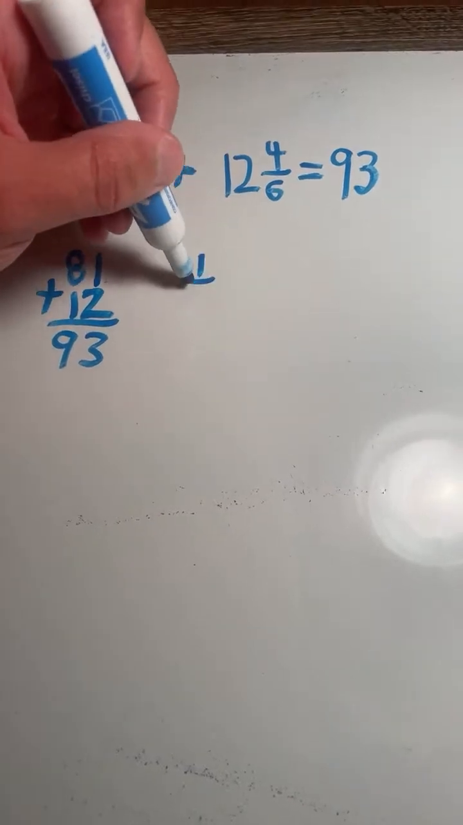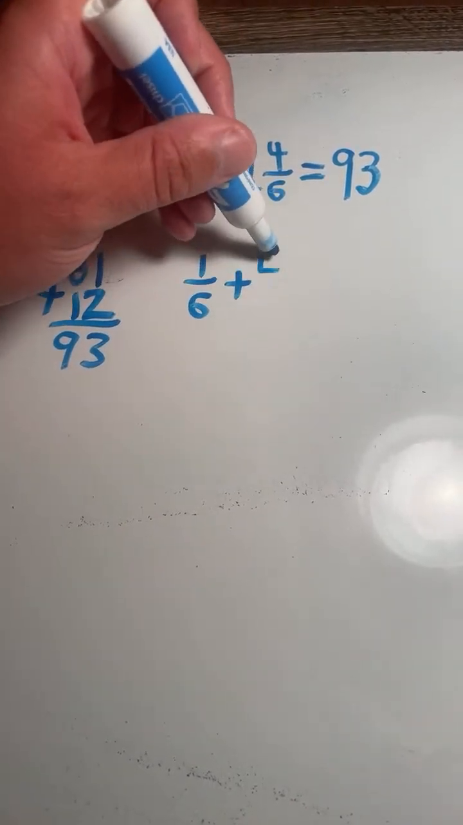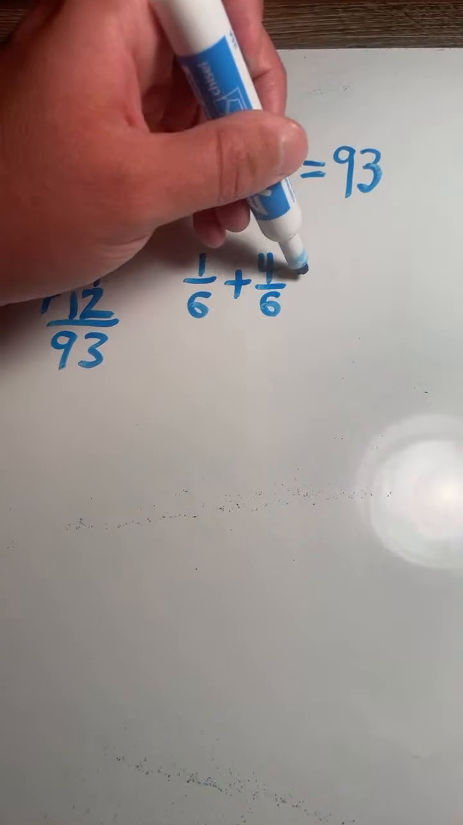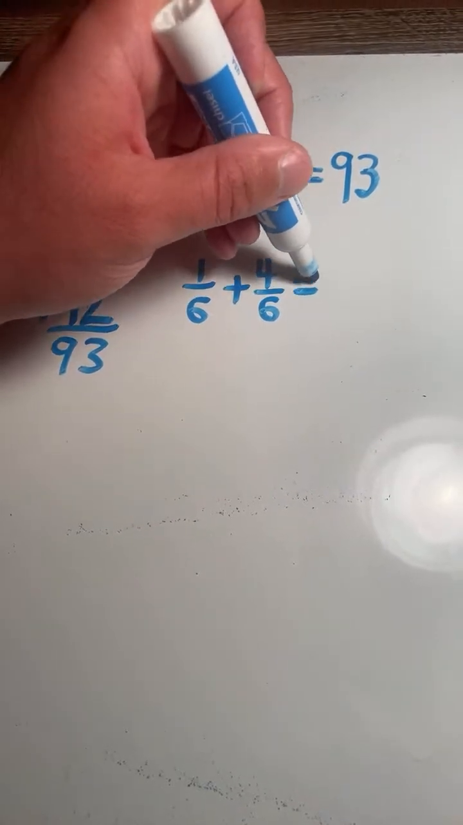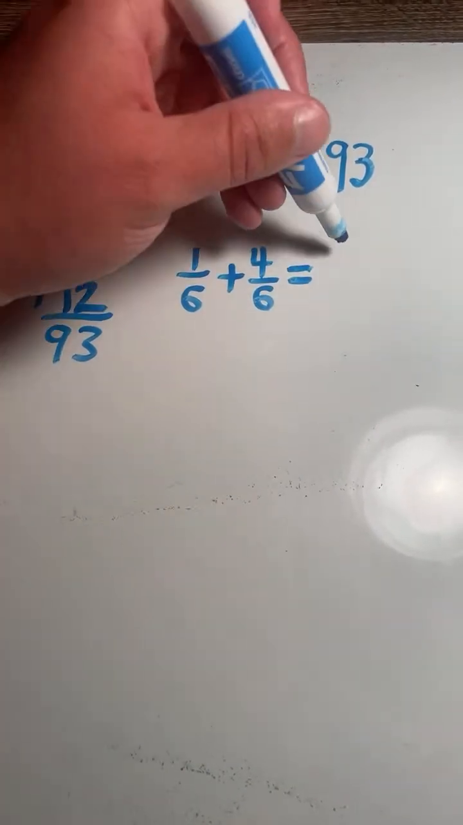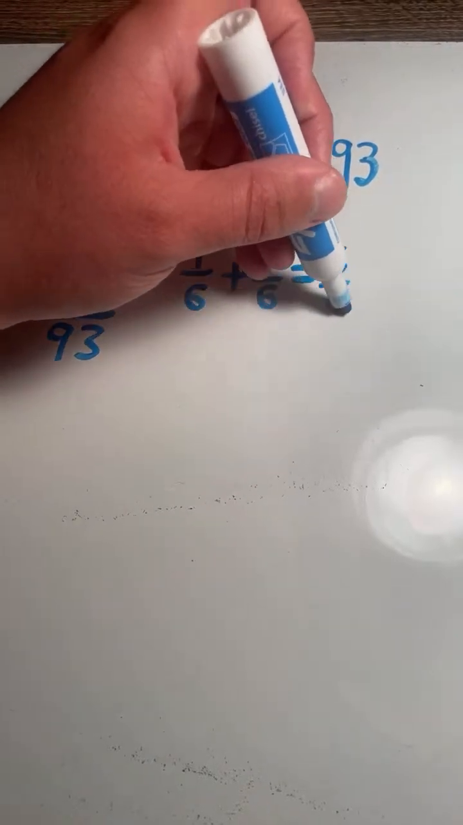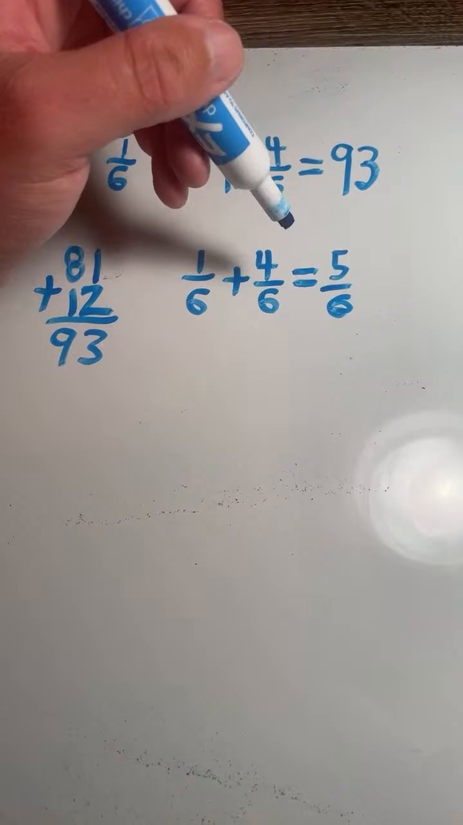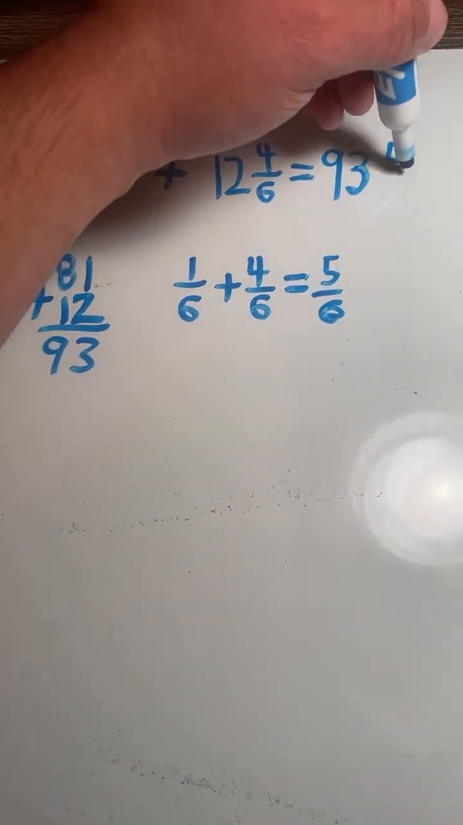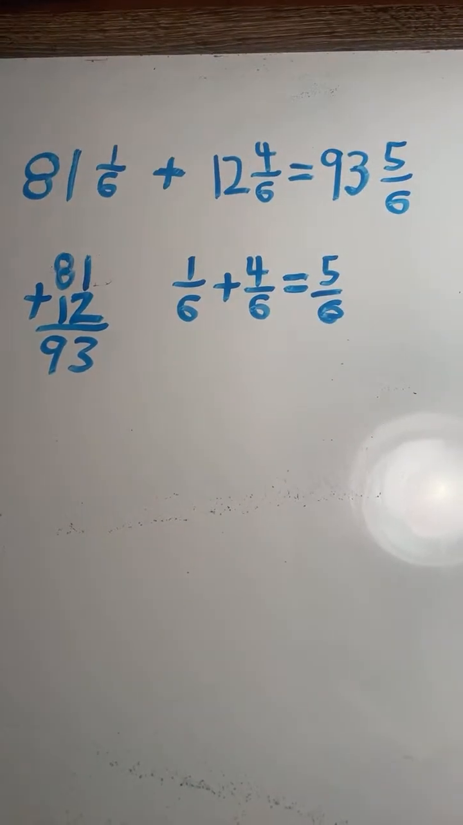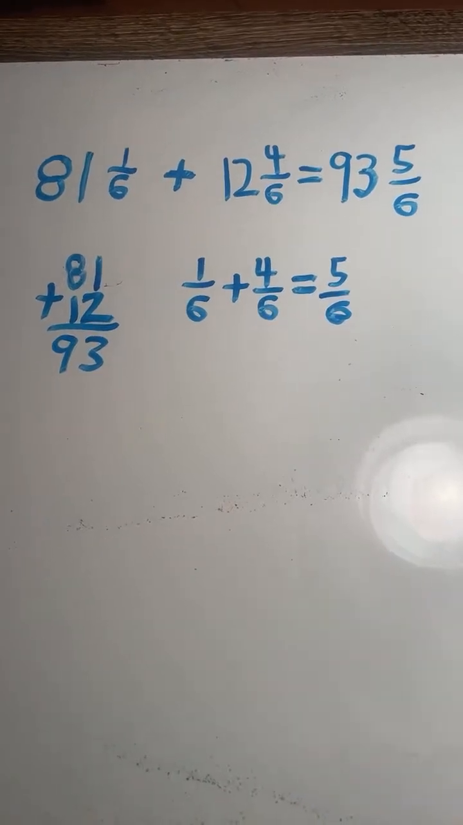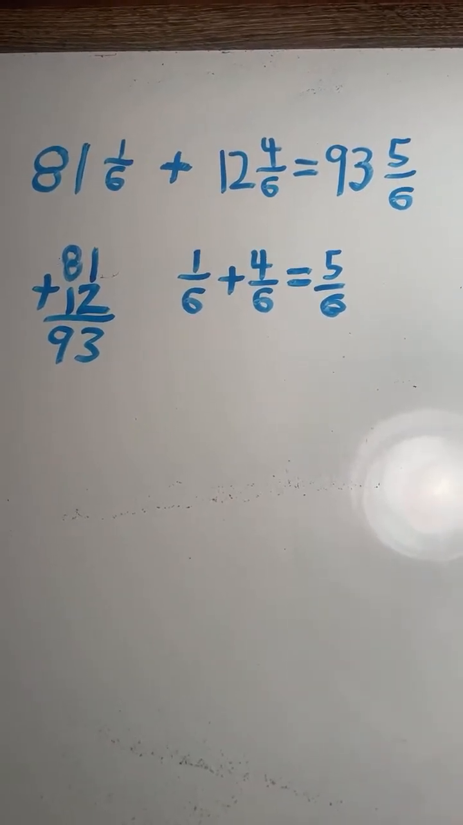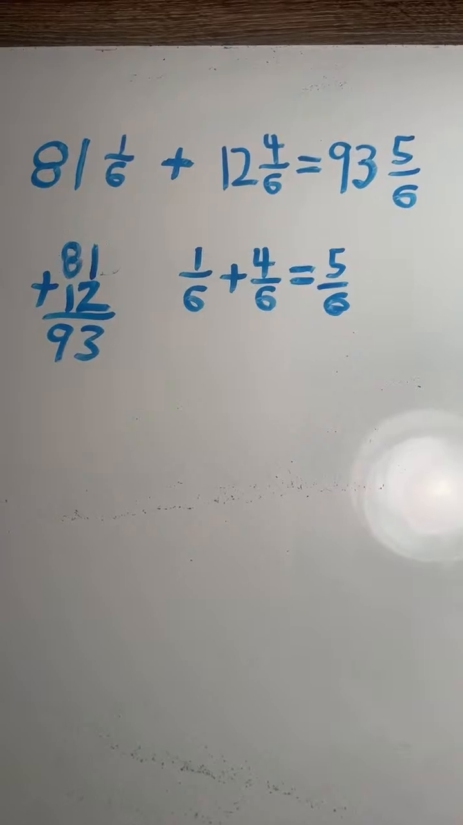Next, we add our fractions, 1/6 plus 4/6. 1 plus 4 equals 5. Our denominator stays the same. So we have our answer, 81 and 1/6 plus 12 and 4/6 equals 93 and 5/6.